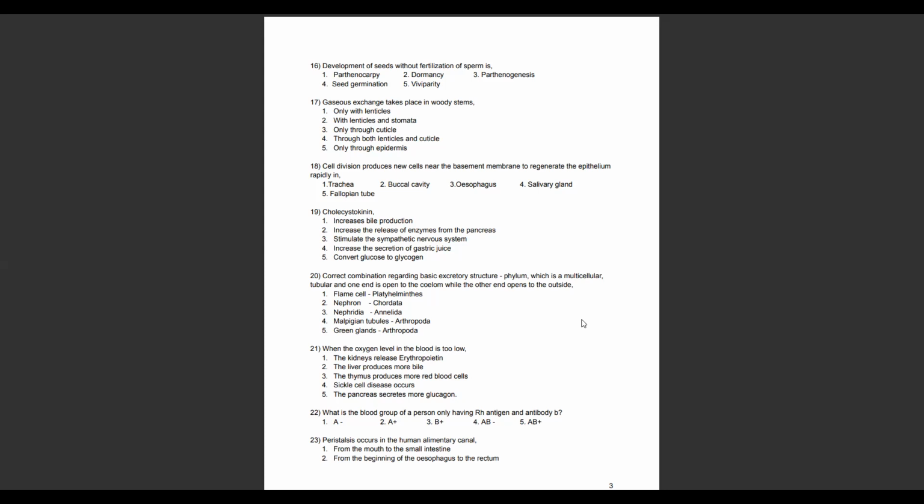Question number 20. Correct combination regarding basic excretory structure and phylum: which is a multicellular tubule where one end is open to the coelom while the other end is open to the outside. What is that structure? In that lesson, we learned about different types of excretory structures present in different animal phyla. Flame cells, nephridia, Malpighian tubules, green glands or antennal glands, sweat glands, salt glands, kidneys, right?